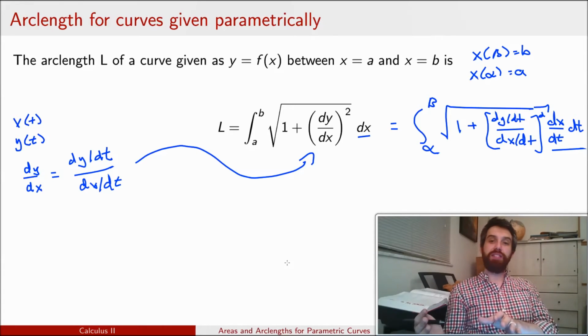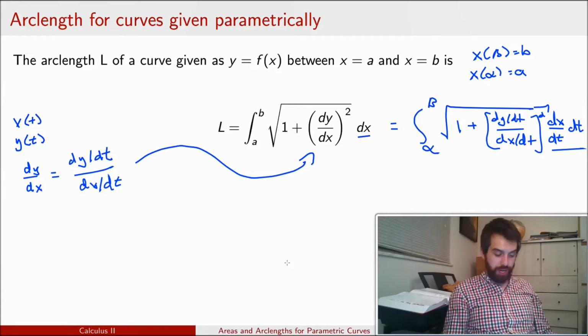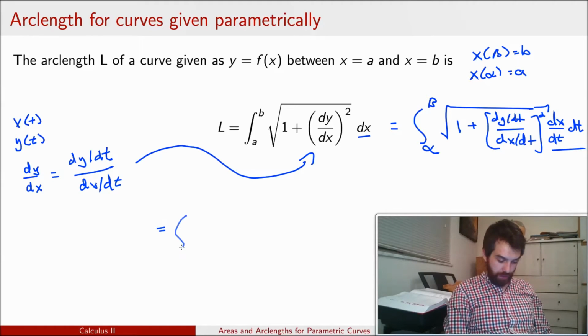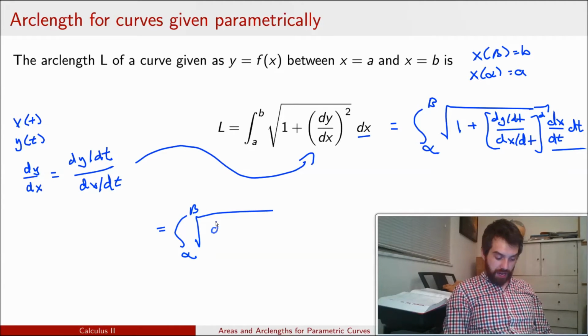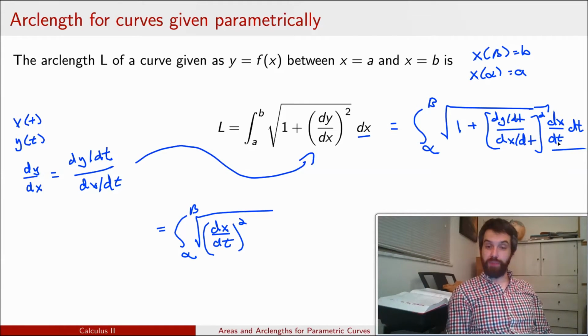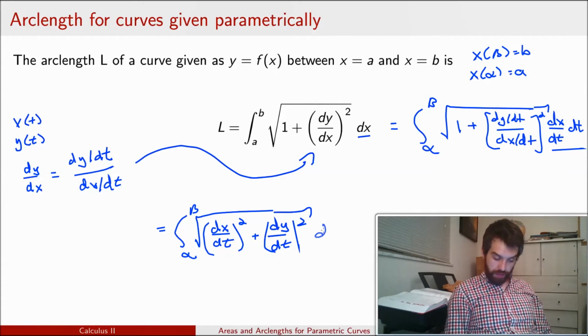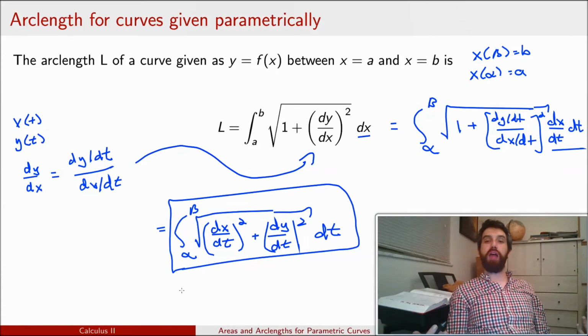And then if I have a dx/dt on the outside of the square root, if I want to bring it inside of the square root, what I get is the following. The integral from a up to b of the square root of dx/dt squared. I have it as squared because I'm taking something that is not squared and putting it inside of a square root. And then the dx/dt in the denominator gets cancelled, and I'm just left with dy/dt, and all of this dt. And so we've derived a formula for the arc length of a curve if my curve is defined parametrically.